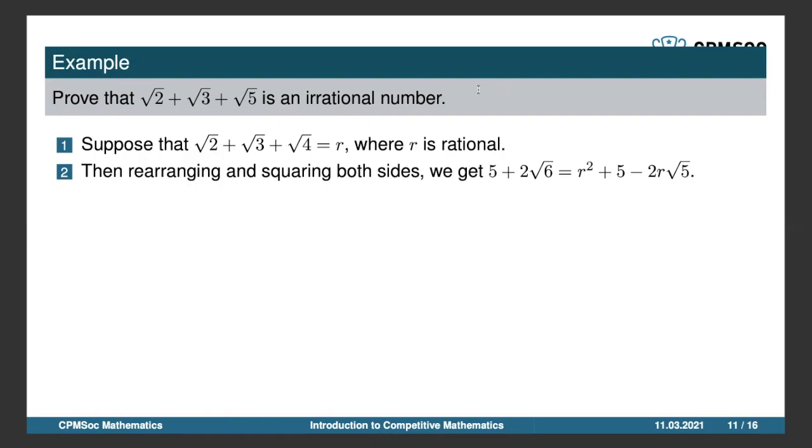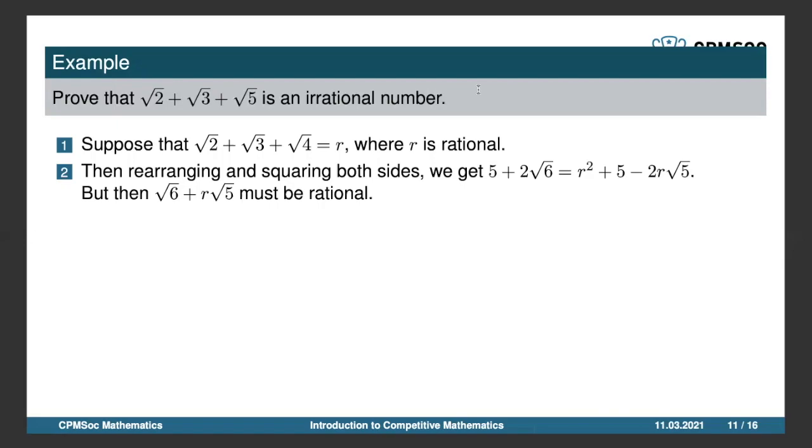So when we square both sides, first we have to rearrange. So you can move the root 5 over to the right hand side, and you have square root 2 plus square root 3 on the left hand side and R minus square root 5 on the right hand side. And if you square both sides, you get 5 plus 2 root 6 is equal to R squared plus 5 minus 2R square root of 5.